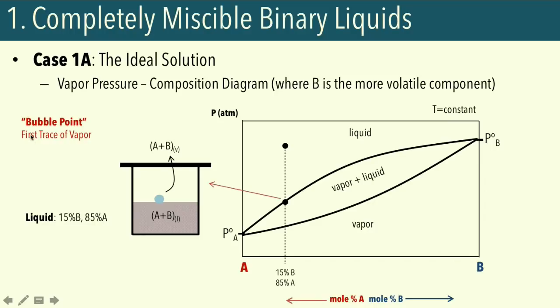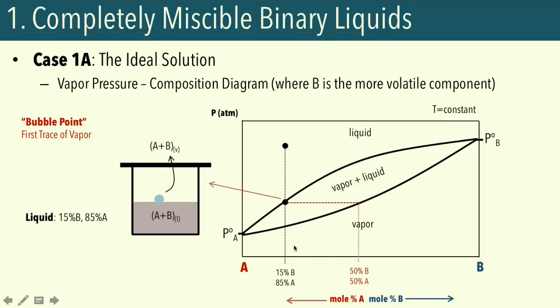The reason why it's called a bubble point is because this first trace of vapor just appears as a tiny bubble. The composition of this tiny bubble can be determined using a tie line. If we draw a tie line all the way to the vapor line, this tells us that the composition of this bubble is going to be around 50% B, 50% A.